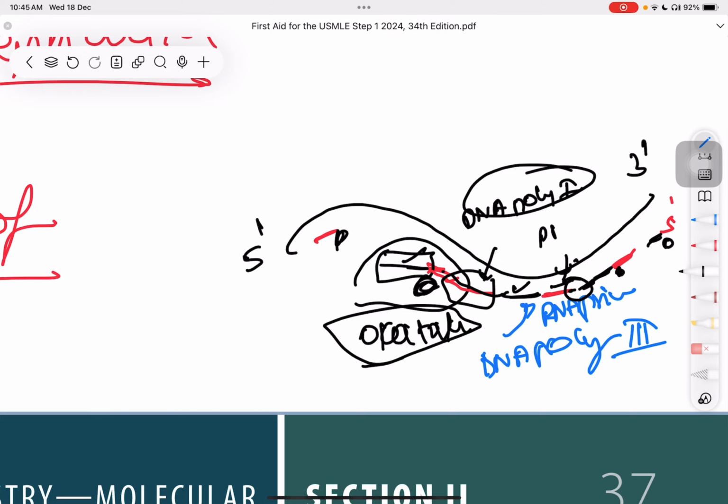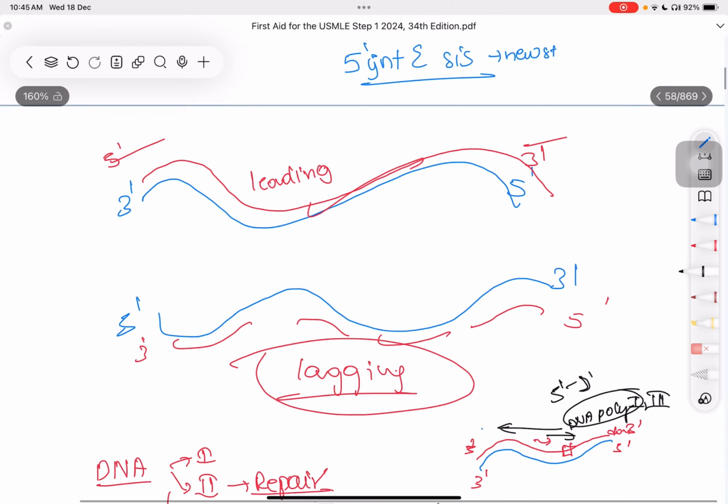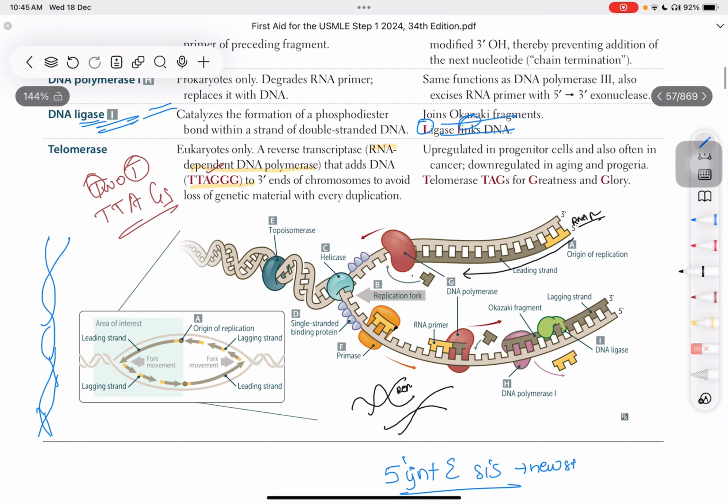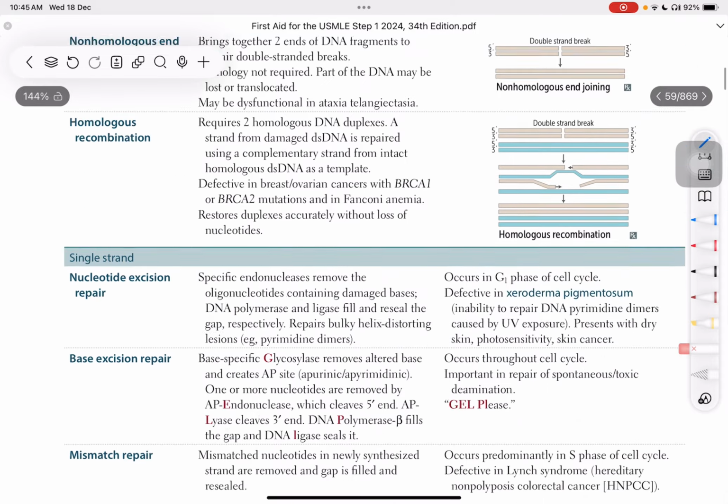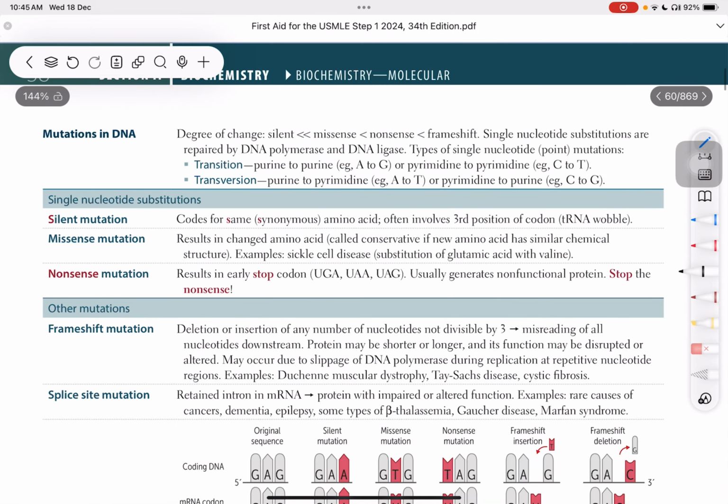We have over here DNA ligase. So that's how your replication works. Hope I have cleared all your confusions, and I am super clear over here. This topic, up to replication, is it okay?